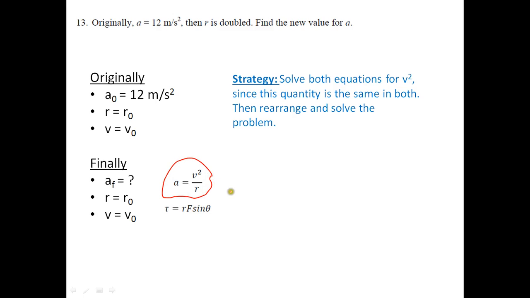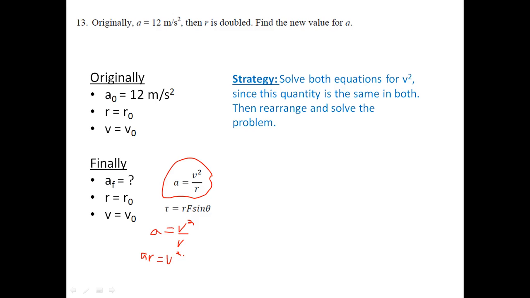In this problem, our strategy is to set both of these equations equal to v squared. If you look right here, we have a equals v squared over r, so we're going to rearrange this equation and solve for v squared. If you multiply the acceleration times the radius, we get v squared, and we're going to do that for both the final case and the initial case.